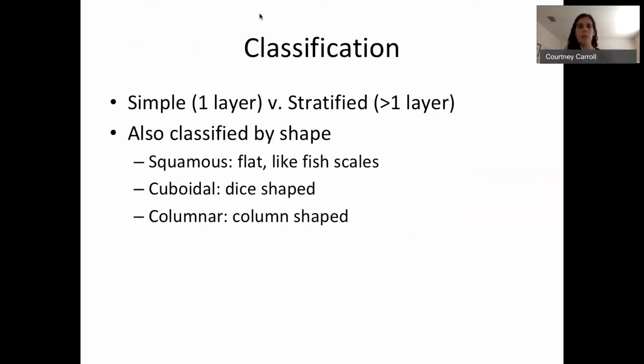We classify epithelial tissue in two ways. First, how many layers are there? One layer, we call that a simple tissue. More than one layer, we say it's stratified. After we classify it by layer, we then classify it by shape. So squamous cells are flat, like fish scales, cuboidal are cubes, and columnar are column-shaped.